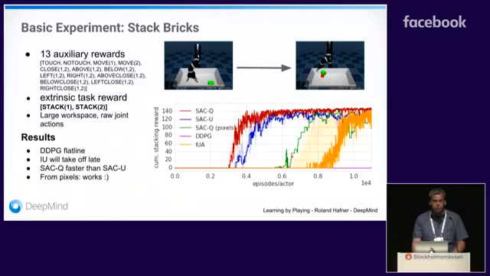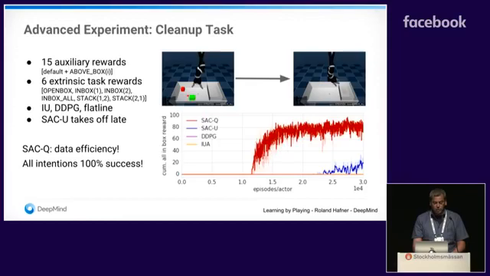So we have two blocks again, the arm, and we want to put two blocks in the box. So we have 15 auxiliary rewards, the same, but just a few more for the new object. We have six extrinsic tasks now, so open box, inbox one, two, inbox all, and stack the two bricks from before. We also do the comparison, and now the story is different. So IU and DDPG flatline here completely.